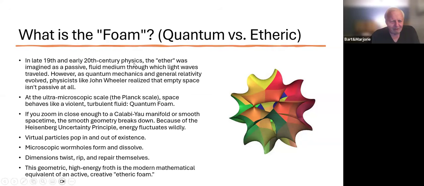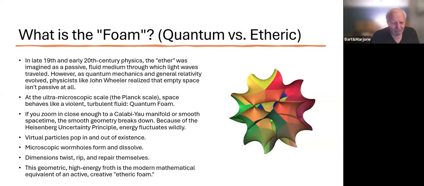So in the late 19th and early 20th century, the ether was imagined as a passive fluid medium through which light waves traveled. But as quantum mechanics and general relativity evolved, physicists realized that empty space isn't passive at all. At the ultramicroscopic level, which is the Planck scale, 15 orders of magnitude smaller than the nucleus of the atom, space behaves like a violent, turbulent fluid. It's a quantum foam. If you zoom in close enough to a Calabi-Yau manifold or a smooth space-time, the smooth geometry breaks down because of the Heisenberg uncertainty principle.